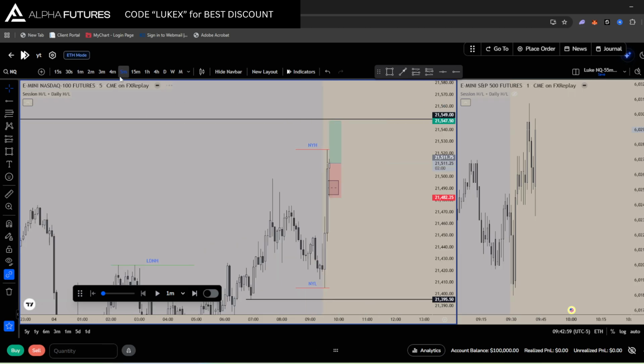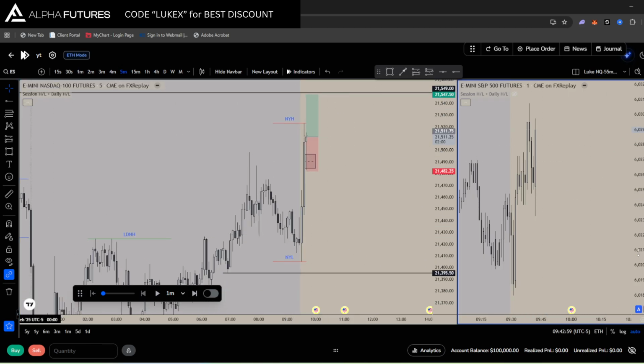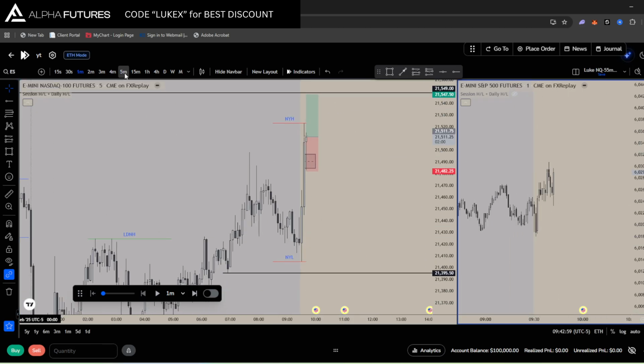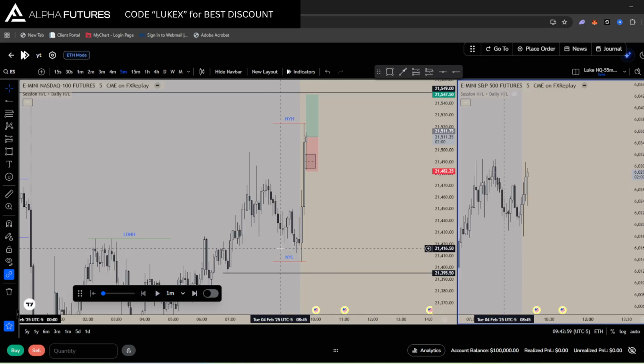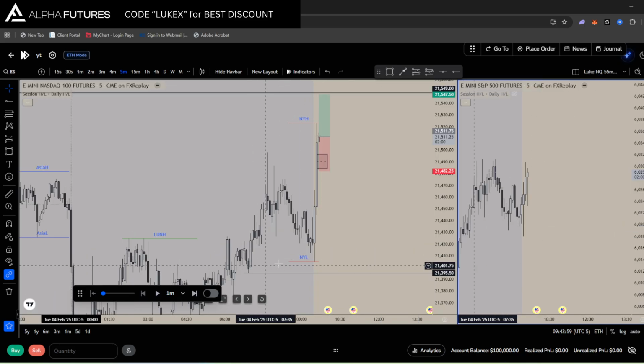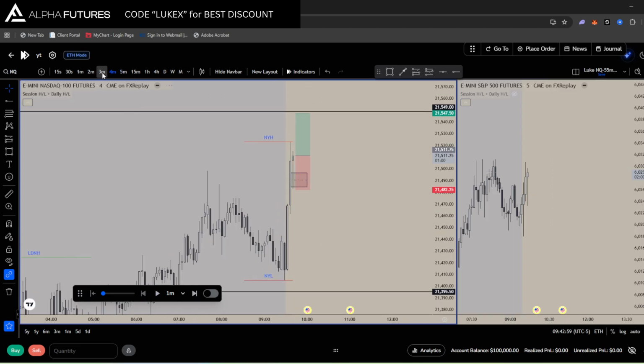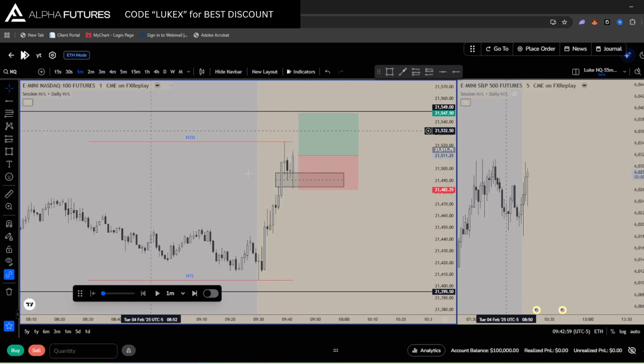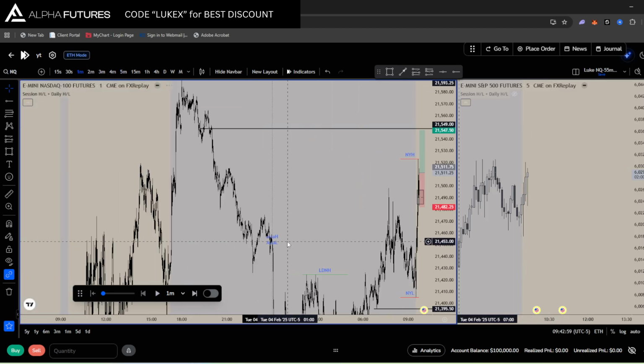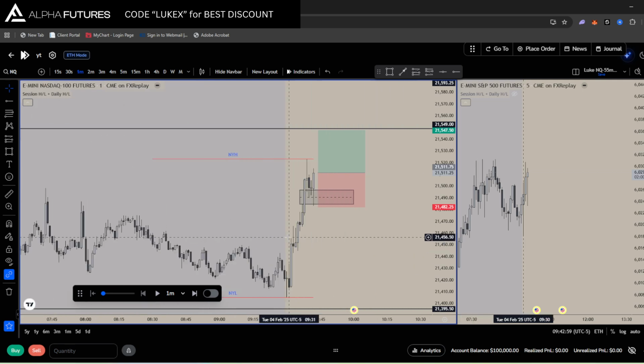Do you get any SMTs? Let me check something really quick. Nothing much. We're just displacing higher. We're delivering off a 3-minute gap. We got a 1-minute nice close right there. We have Asia high. Okay.